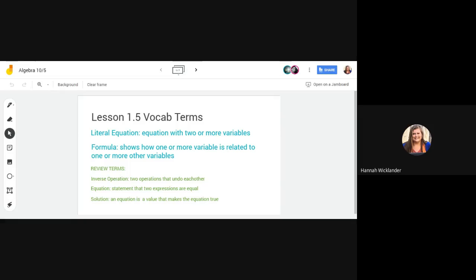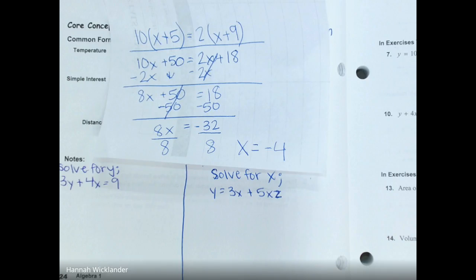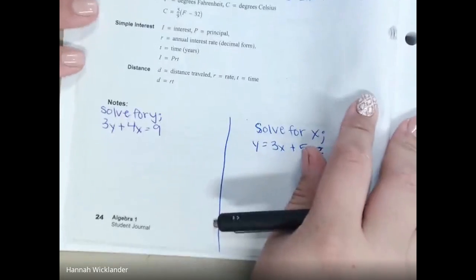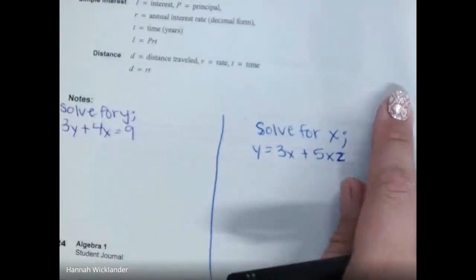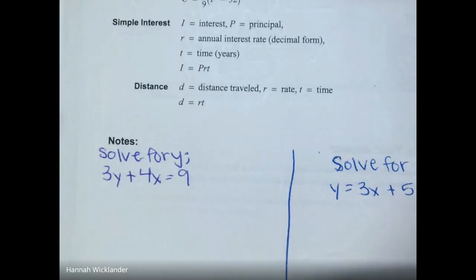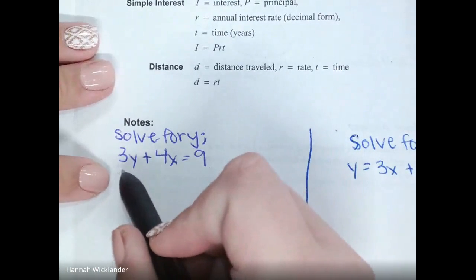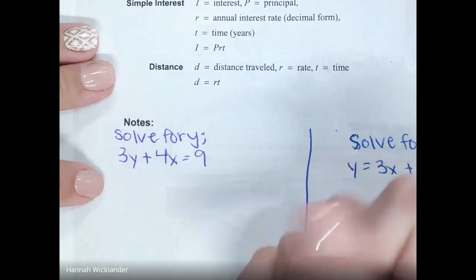So now I'm going to switch over to the document camera. So make sure you can see my screen. I'm going to be doing some notes on lesson 1.5. So, need a black pen. Okay. So first up, we're going to do this one in purple, that's solve for y. Okay, so solve for y when you have the equation 3y plus 4x equals 9.